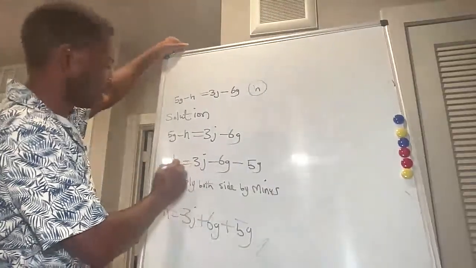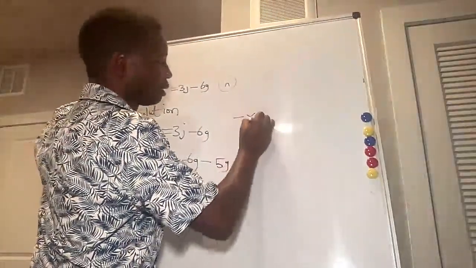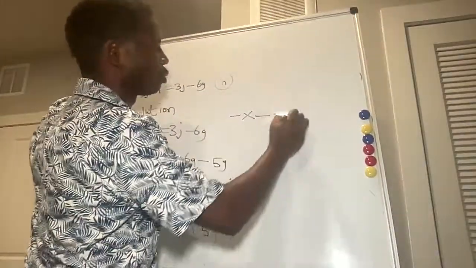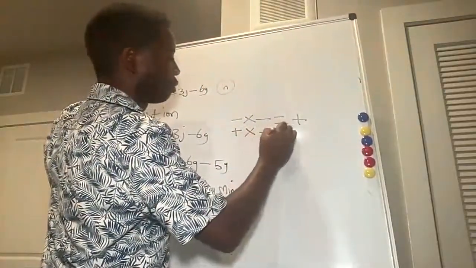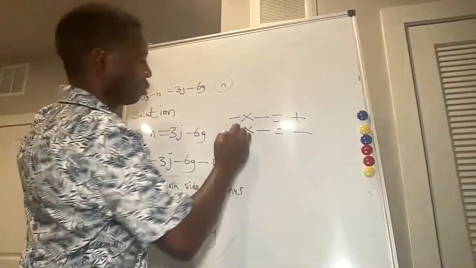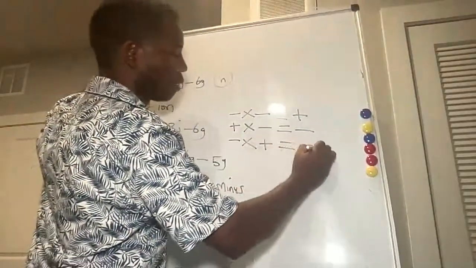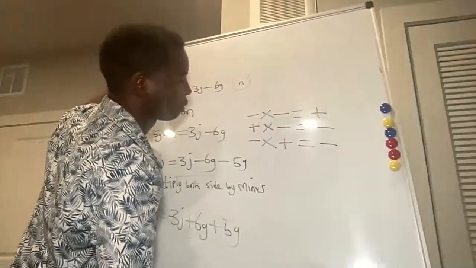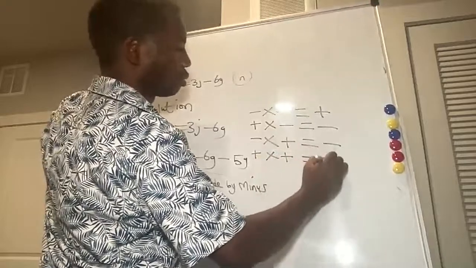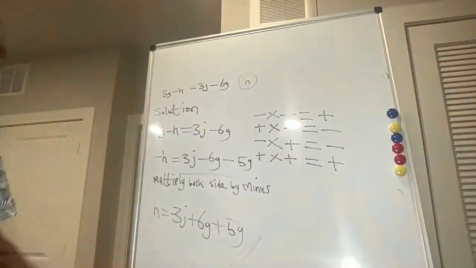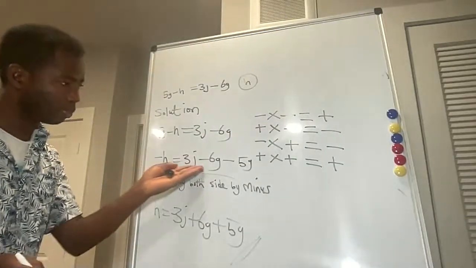So, for you to be able to get this correctly, let's look at this together. Minus times minus is equal to what? Plus. Plus times minus is equal to minus. Minus times plus is equal to what? Minus. Let's get this very clear. Plus times plus is equal to plus. This is the basis at which you should be able to get this point correctly.